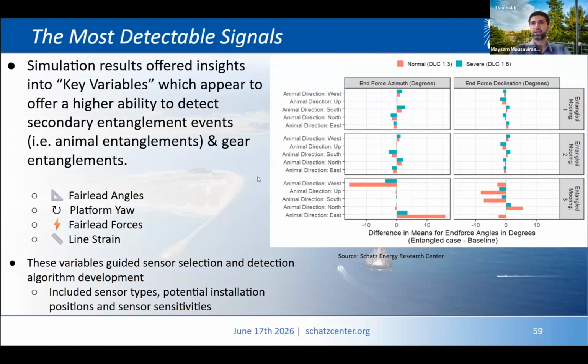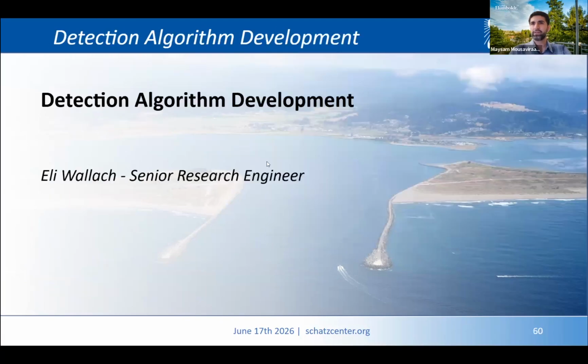And this is the final slide on this section of the presentation. So the final output of this modeling section is a set of key variables and simulation data set that feed the detection algorithm. The modeling results suggested that fairlead angles, platform yaw, fairlead forces, and line strain are among the most useful variables for detecting entanglement signatures. These same results informed sensor type, sensor location, and sensor sensitivity considerations. And in summary, the simulation work is our virtual lab that directly supports the design of the detection system. So with that context, I will hand it over to Eli, who will explain how those simulation outputs are used to develop and evaluate the detection algorithm.